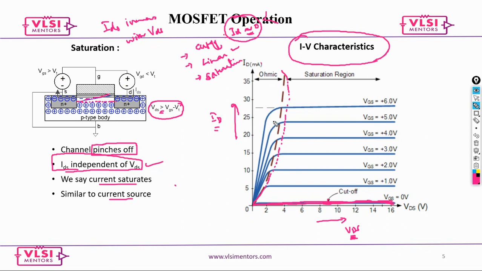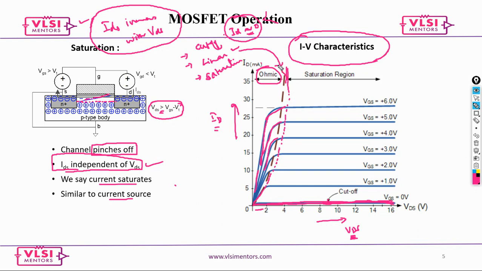Now just try to recollect this particular statement. Your IDS increases and your VDS is also increasing. So both of them are increasing. You need to understand that both ID and VDS are increasing. Look at this whole thing: your ID is increasing and your VDS as well. This is the condition for your linear.